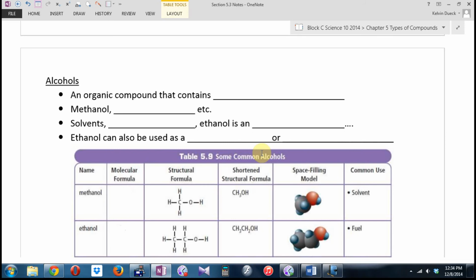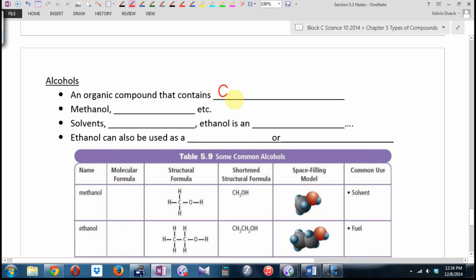So it's an organic compound that contains, well, it's organic, so it has to contain that. What else do most organic compounds contain? H. Leave a space for a comma. Put the H there. I'm doing it for a reason. And if it's organic, it contains carbon, it contains hydrogen. What makes it an alcohol is it also contains oxygen.